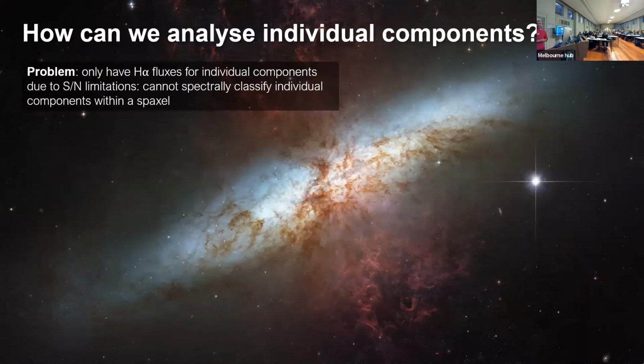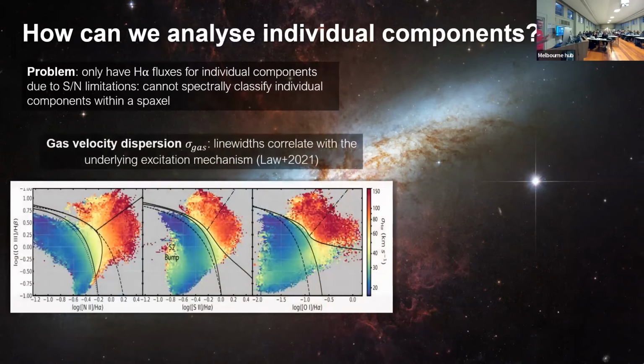So how can we actually analyze these individual components? Unfortunately, due to signal to noise limitations, we only have H alpha fluxes for all the individual components in each spaxel. We don't have the individual fluxes for things like H beta and O3, which you would need to do the classical spectral classification. So this means we can't do that. What do we have though? We have the gas kinematics.